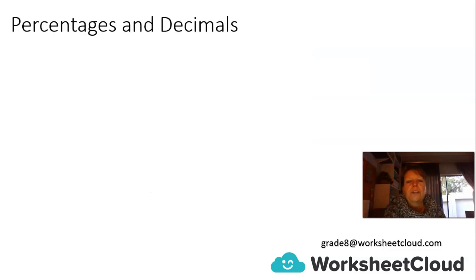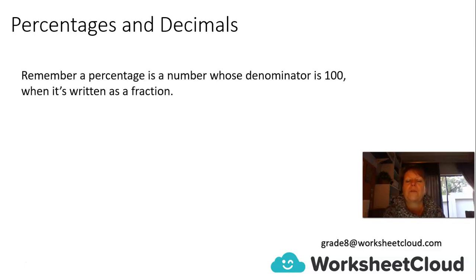Okay, we are going to be working today with percentages and decimals and how they relate. I'm sure you figured this out already, but let's just go through a couple of things. Remember, a percentage is a number whose denominator is 100. So when it's written as a fraction, the denominator is always 100. We dealt with this in the fractions section. Like I say, I'm sure you can put 2 and 2 together and figure out exactly how we're going to go through today's lesson.